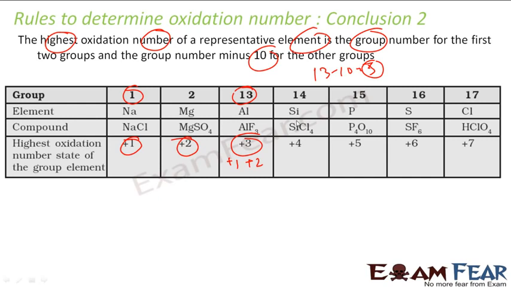Similarly, for silicon, it can have plus 1, plus 2, plus 3, plus 4, but the highest is plus 4. In phosphorus, the highest is plus 5. For group 16, plus 6. And for group 17, plus 7. So please note the word highest is critical here. The highest number is the group number minus 10.